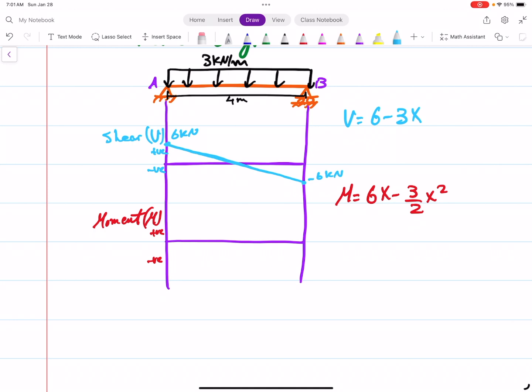And if you want to know the value of x where the shear is equal to 0, you will equate this to 0, so it will give you 6 minus 3x equals 0. That means x is equal to 2 meters. So right here in the mid of the beam at x equals 2 meters.